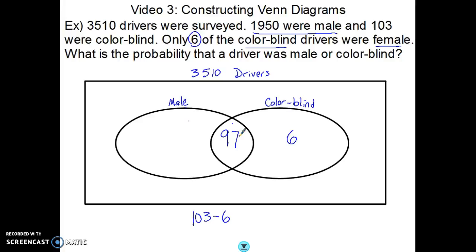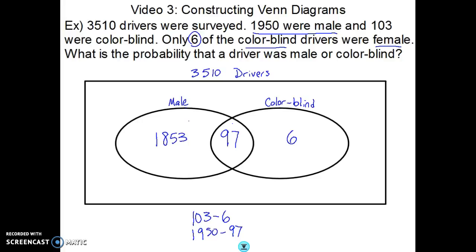Well, this then lets us find how many male drivers there were who are not colorblind. We take the 1,950 and subtract off the 97 from the middle, which will give us 1,853 male drivers who are not colorblind. They are not in the colorblind part of the circle. So this should make answering our question a little bit easier here.